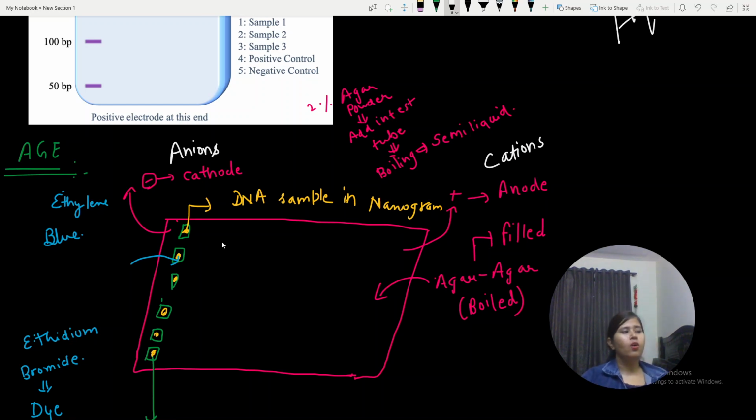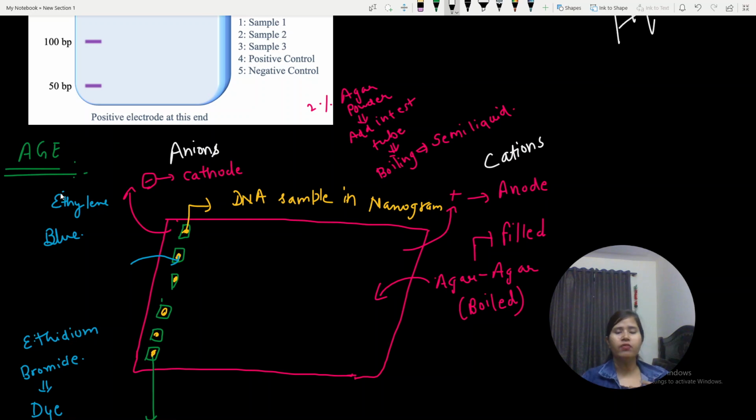So this DNA sample in nanograms, when you add it here, you will add ethidium bromide or you can add methylene blue. Two kinds of dyes are present. So what is the function of methylene blue? You already know the function of ethidium bromide. I told you that ethidium bromide is a kind of dye.